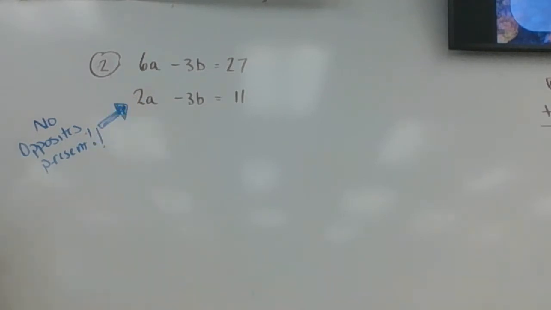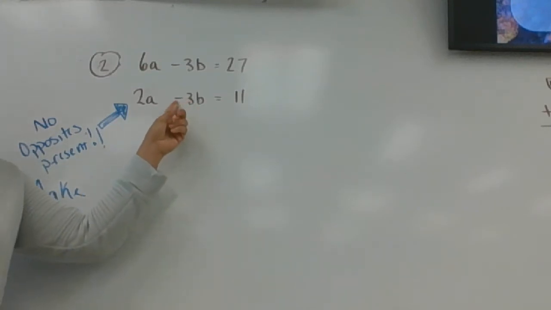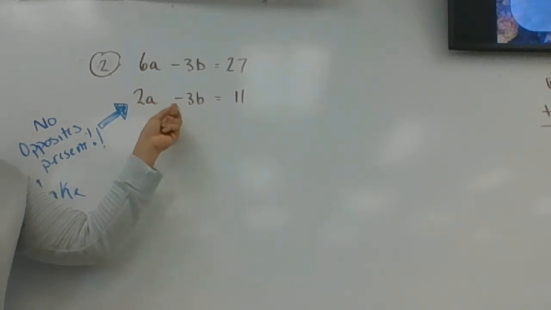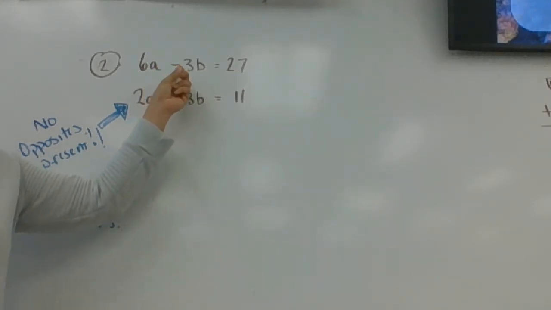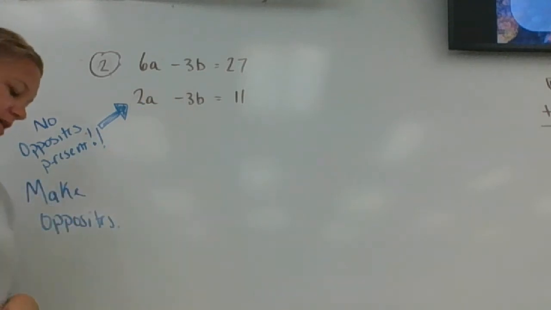No opposites present, but you can manipulate the problem and make it work for you. I want you to make opposites. How can we manipulate this to make the numbers opposite? It would be great if this was positive. I wish this was positive or this was positive. One of these needs to be positive. How can we, using math, change the sign of a number?